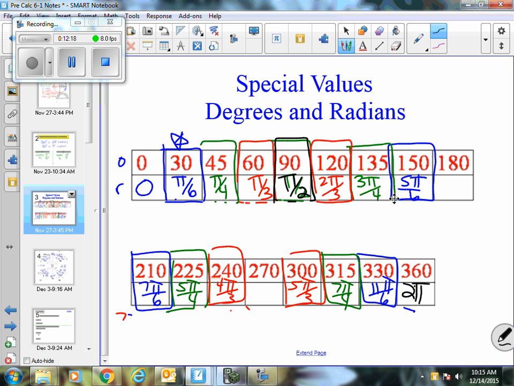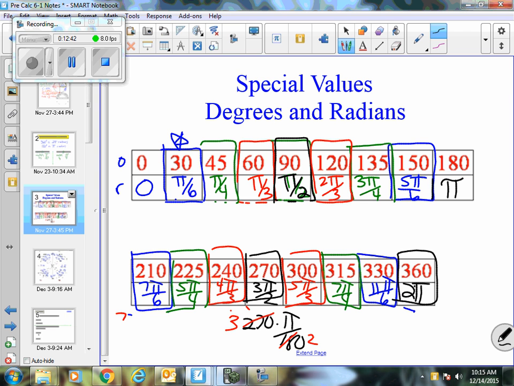Okay, the last ones, we did 90 already. That was pi over 2. 180 is our conversion unit of pi. We know that one. Let's do 270. So 270 times pi over 180. We reduce that fraction. How many 90s fit into 270? That would be 3 over 2. So this one would be 3 pi over 2. So our 270 would be 3 pi over 2. 360 is 2 pi all the way around the circle.